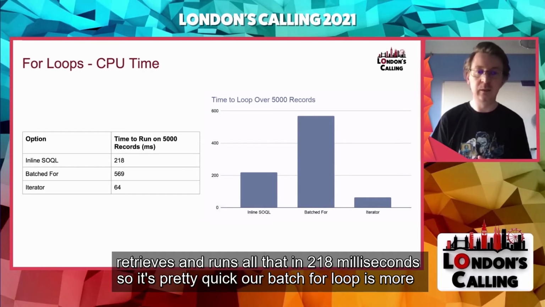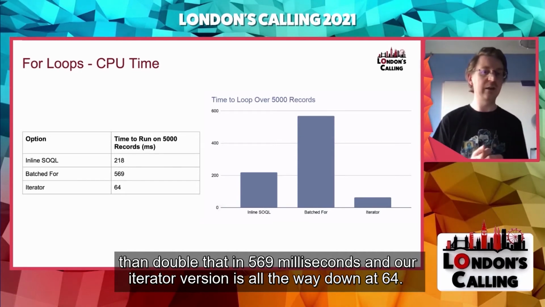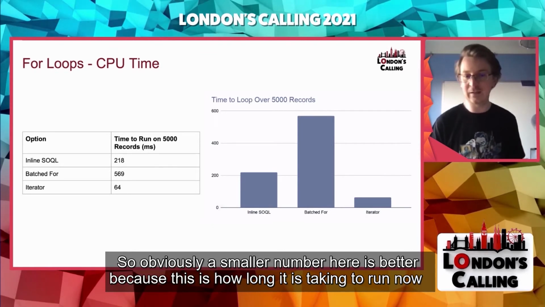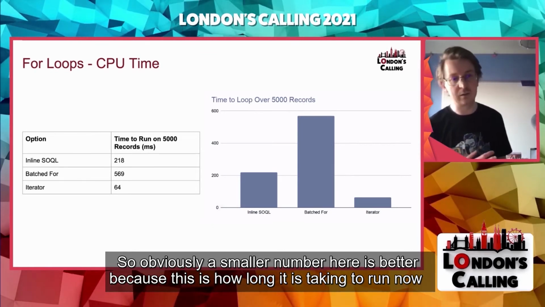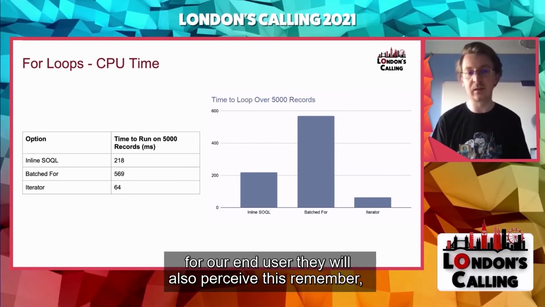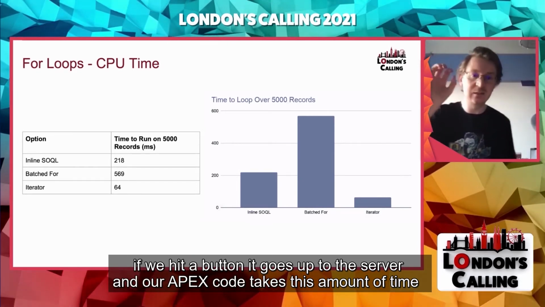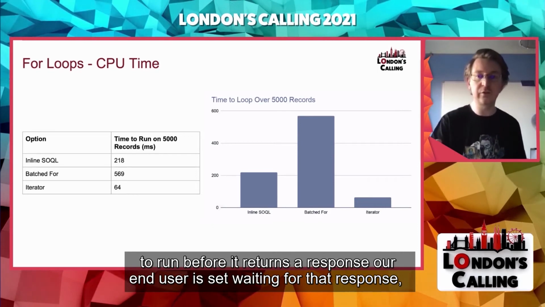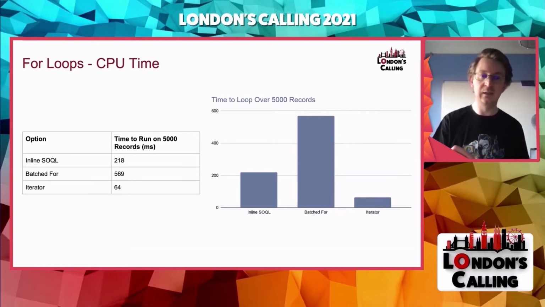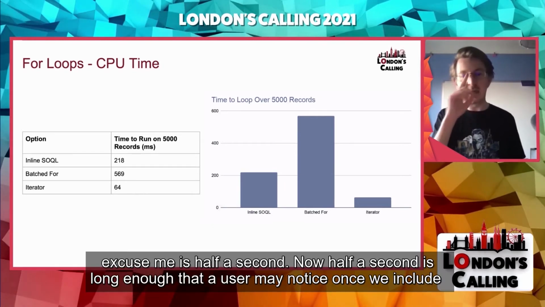Our batched for loop is more than double that, at 569 milliseconds, and our iterator version is all the way down at 64. Obviously a smaller number is better, because this is how long it takes to run. Our end user will also perceive this. If we hit a button, it goes up to the server and our Apex code takes this amount of time to run before it returns a response. Our end user is sat waiting for that response. So the difference between the best and the worst case here is half a second.